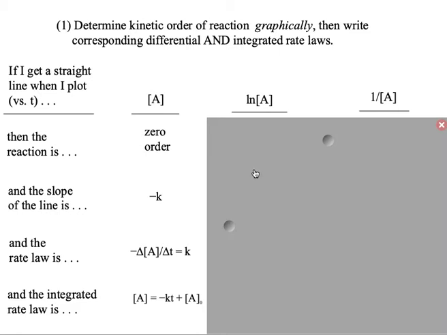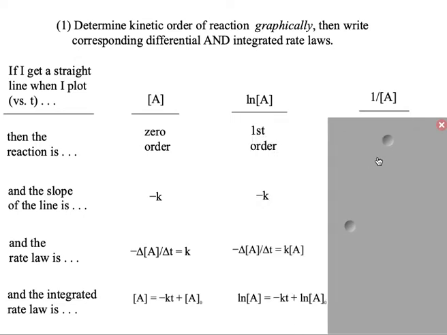On the other hand, if I get a straight line when I plot the natural logarithm of the concentration of A versus time, then I conclude it's first order, the slope is negative k, and I can simply write both the differential and integrated rate laws.